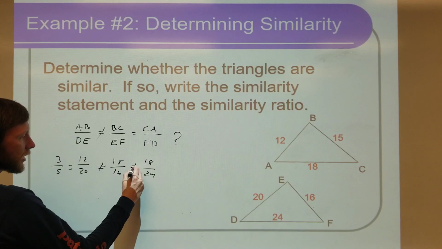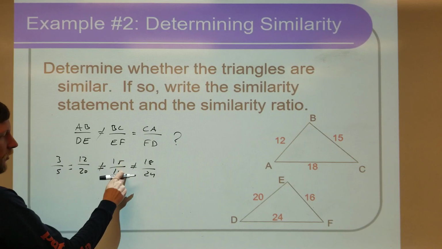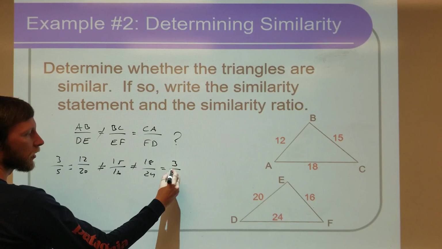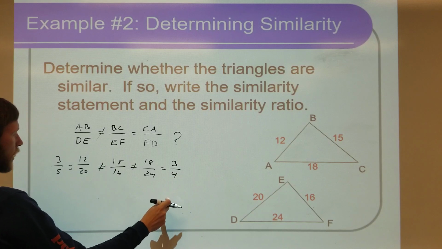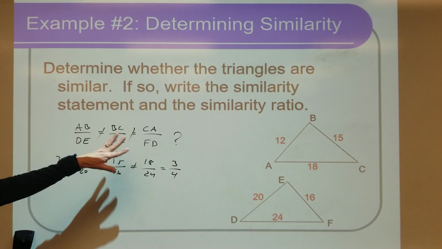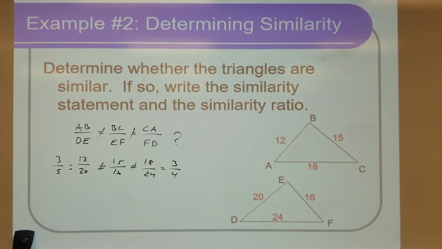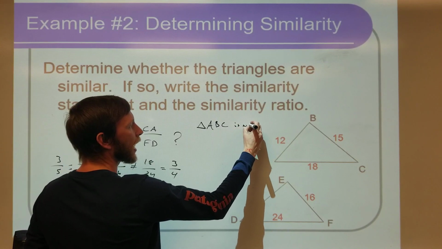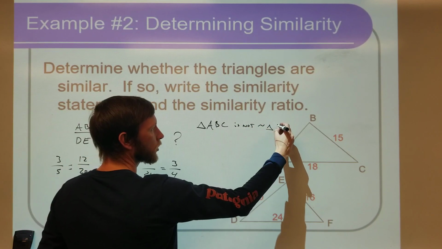Furthermore, this is not equal either. 15 over 16 does not simplify, but 18 over 24 has a common factor of 6. That leaves us with 6 times 3 and 6 times 4. And these fractions are not equal to each other either. And so none of these ratios are equal. We don't need to show that none of them are equal. We simply need to show that one pair of fractions is not equal to say that these are not similar triangles. However, this simply means that triangle ABC is not similar to triangle DEF.